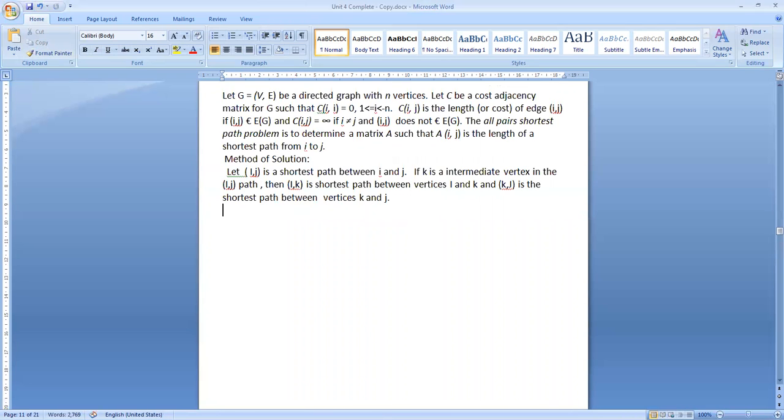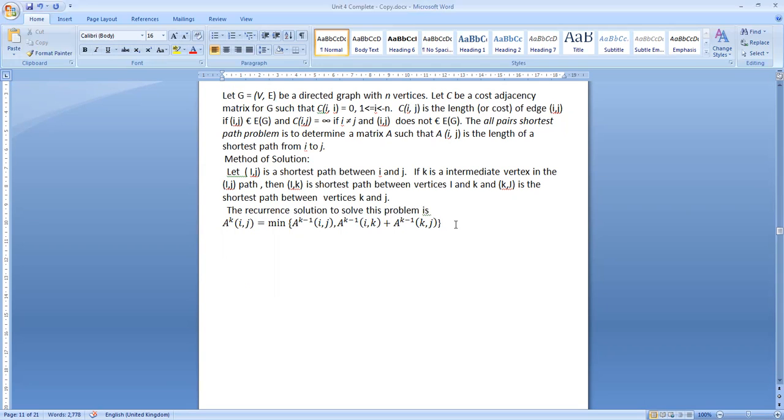This is the recurrence relation to solve this problem. A_k of i comma j is equal to the minimum of A_(k-1) of i comma j, and A_(k-1) of i comma k plus A_(k-1) of k comma j. What is this k? k is the stages, the intermediate stages.